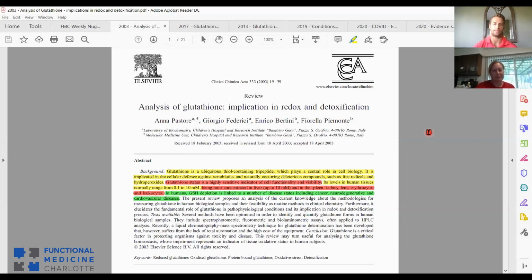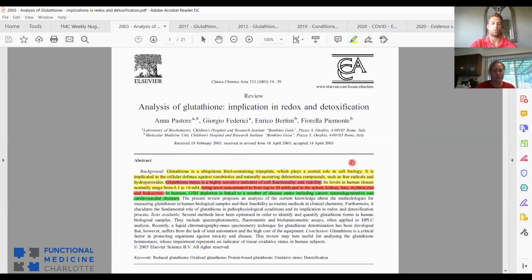But first, I want to build the case for glutathione and help you understand what it is, why it's so important. So this first study is a 2003 study, and this is just looking at glutathione as a molecule. And what the authors tell us is that glutathione is a ubiquitous thiol-containing tripeptide. So it's a protein, or almost a protein, which plays a central role in cell biology. It's implicated in cellular defense against xenobiotics and naturally occurring deleterious compounds or toxins, such as free radicals and hydroperoxides. So thiol-containing tripeptide means it's sulfur-based and it's an antioxidant.